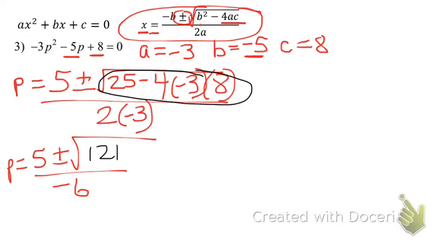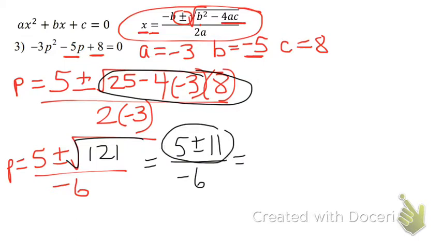Okay, simplify. The square root of 121 is a whole number. The square root of 121 is exactly 11. So we now have that P equals 5 plus or minus 11. No radical because I took the square root of 121 and I get 11. All over -6. In the numerator, add and subtract. 5 plus 11 would be 16 over -6. And 5 minus 11 would be -6 over -6.